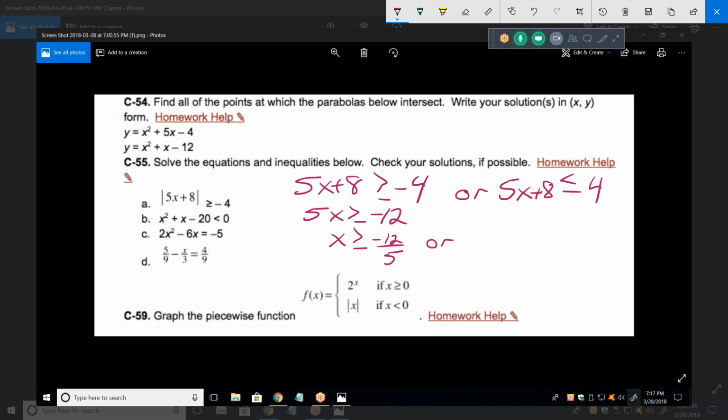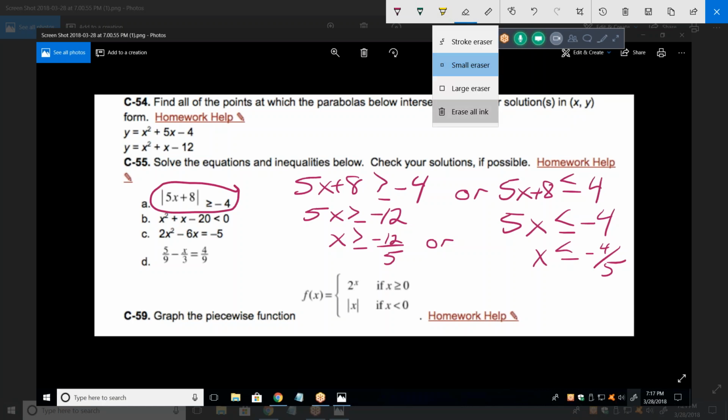Now we solve the one on the right, and we get 5x is less than or equal to -4, which means x is less than or equal to -4/5. Okay? And those can certainly be true as long as x is greater than or equal to -12/5 or less than or equal to -4/5. That will be a true statement. So there's no trick solution on this one.